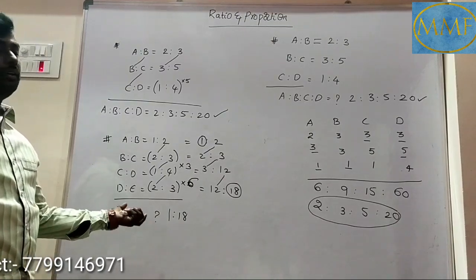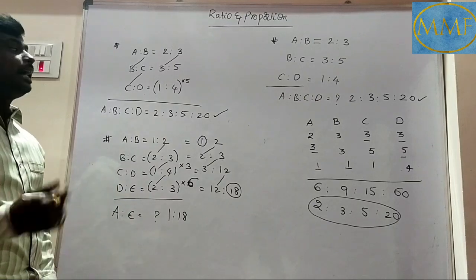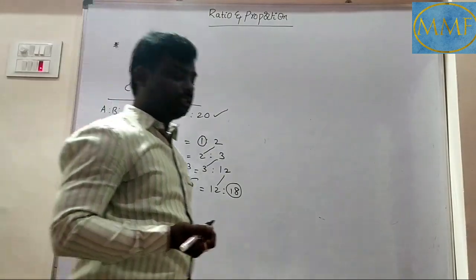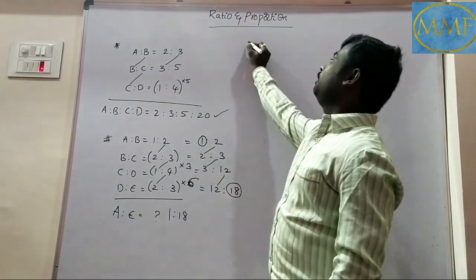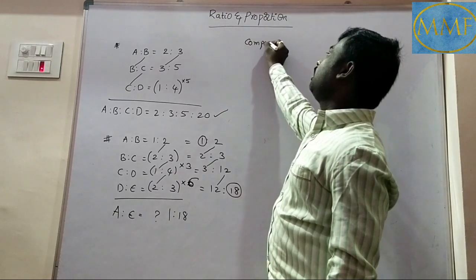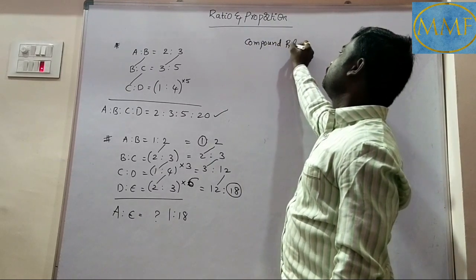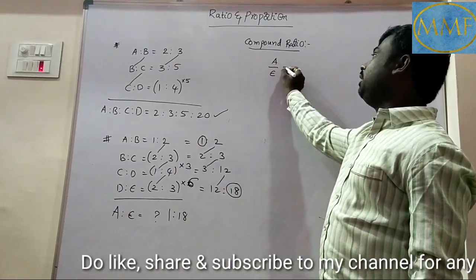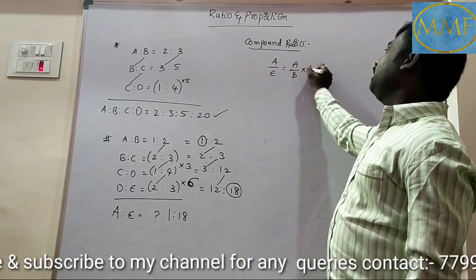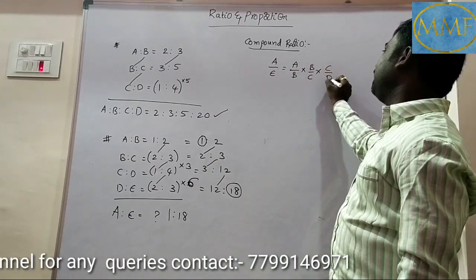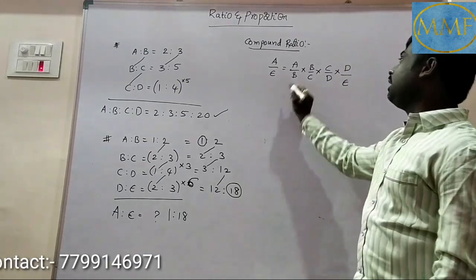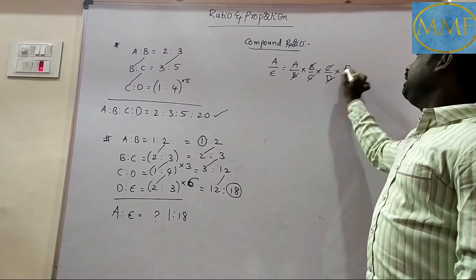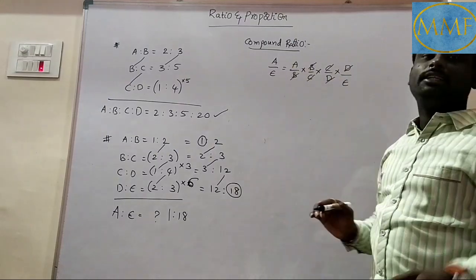Okay, right. Then we can find A is to E in another way also. What is the other way? Now we will see. We call this a mixed ratio or compound ratio. What is a compound ratio? Very simple. If you want to get A is to E, you can multiply A by B into B by C into C by D into D by E. From here, B is going to be cancelled, C going to be cancelled, D going to be cancelled. You are left over with A and E. Like that we can do.